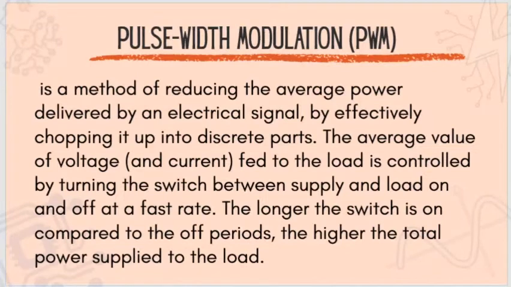Pulse width modulation or PWM. It is a method of reducing the average power delivered by an electrical signal by effectively chopping it up into discrete parts. The average value of voltage and current fed to the load is controlled by turning the switch between supply and load on and off at a fast rate. The longer the switch is on compared to the off periods, the higher the total power supplied to the load.